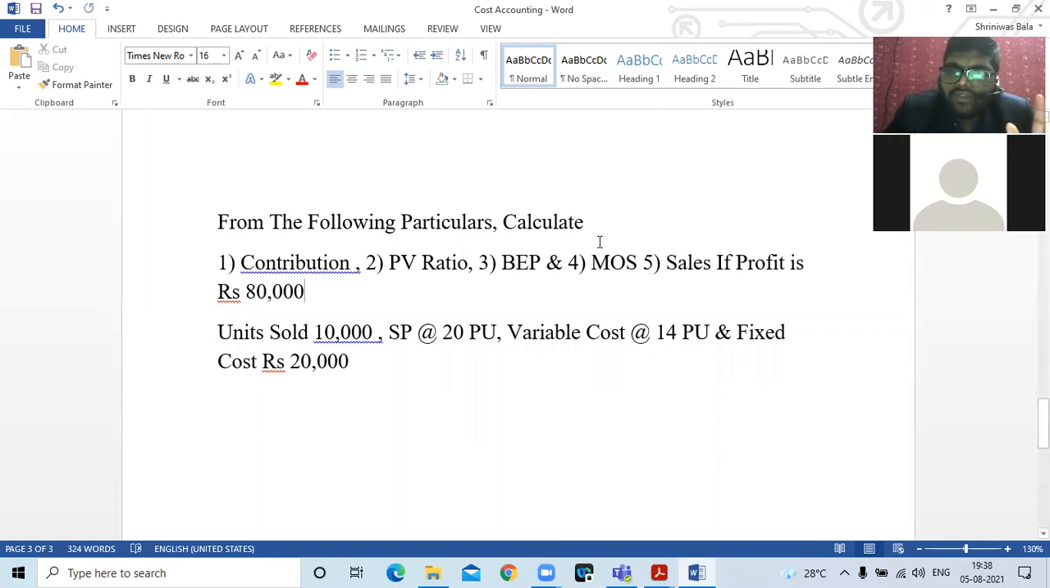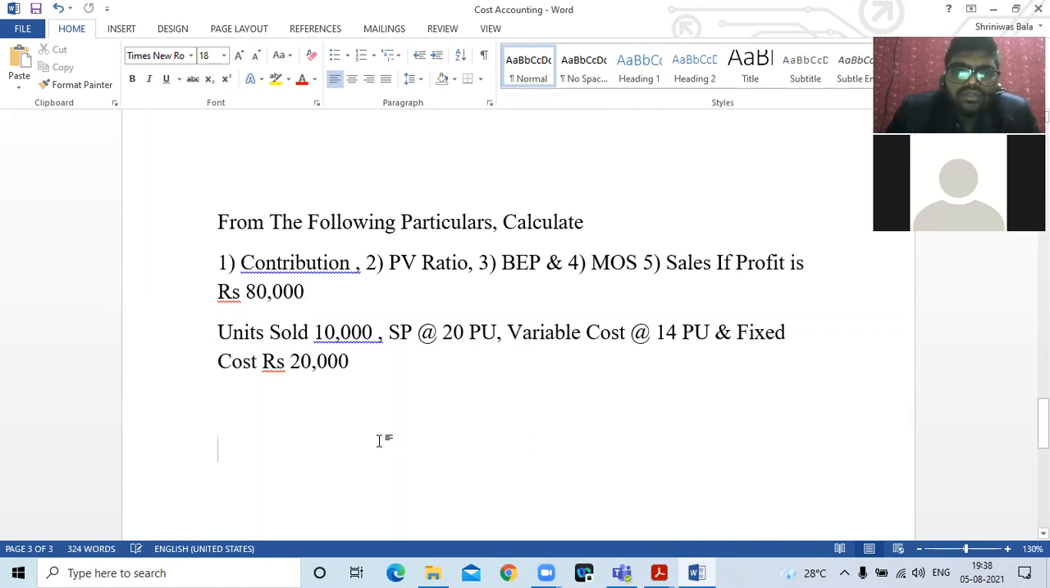So we need to calculate five things. Five formulas will be used over here. First, contribution. Second, PV ratio. Third, break even. Fourth, margin of safety. And fifth is required sales. So if you want to earn a profit of 80,000, how much sales do I have to do?